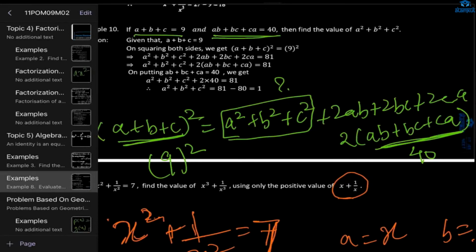In the given, it is given to us 40, because we cannot write any value from anywhere. This 40 was already given to us. But the value of 2AB, 2BC plus 2CA was not given. So we have taken 2 common, because all three expressions had 2, and then we put in the value of 40. Then we multiply 2 into 40, that is 80.